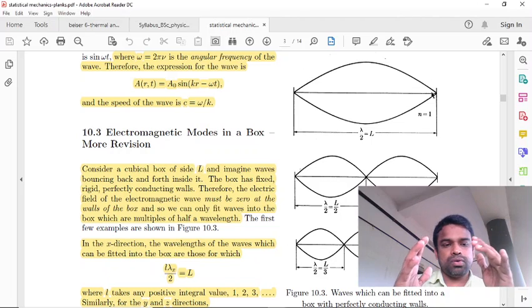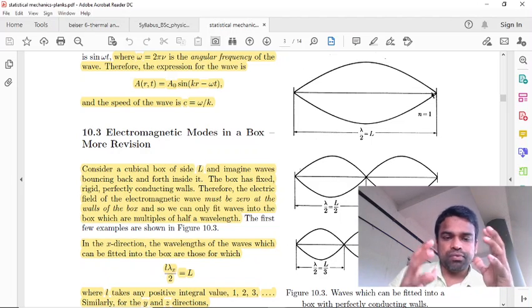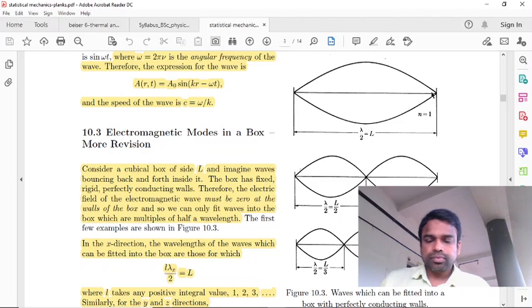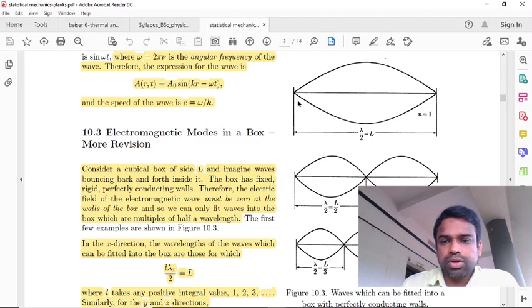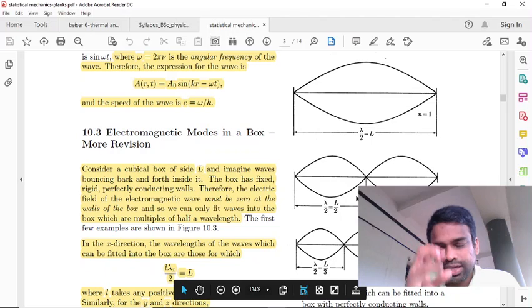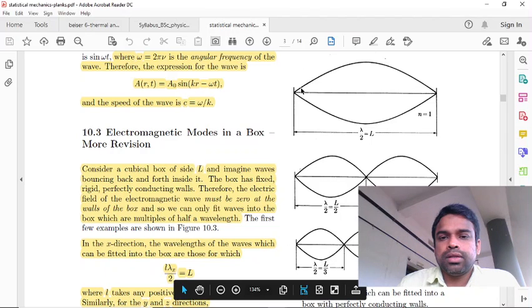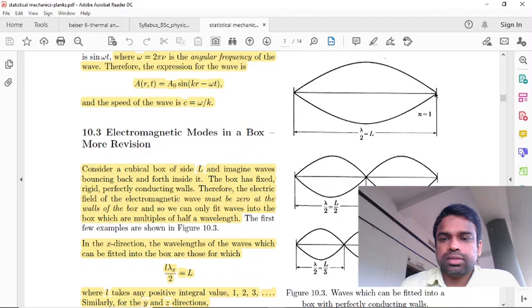Therefore, we can fit the wave only inside the box in ways which are multiples of half wavelengths. അപ്പോൾ നമുക്ക് ഈ വേവിന് നമുക്ക് ബോക്സിൽ ഏതൊക്കെ രീതിയിൽ ഫിക്സ് ചെയ്യാൻ പറ്റും എന്ന് ചോദിച്ചു കഴിഞ്ഞാൽ, ഇങ്ങനെയാണ് വേവ് ഫിക്സ് ചെയ്യുന്നതെങ്കിൽ the wavelength is 2L. Wavelength is 2L. The length L is lambda by 2, so the wavelength of this type of wave is lambda equal to 2L.